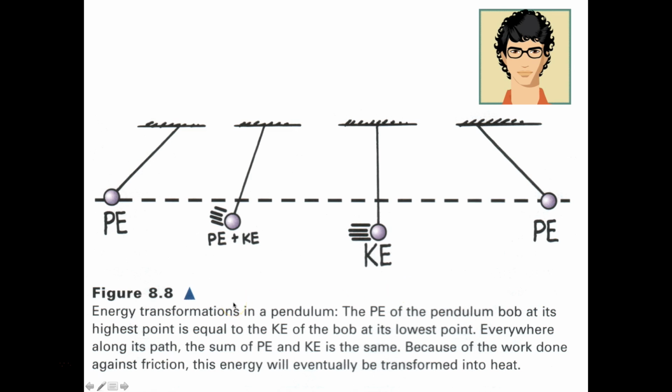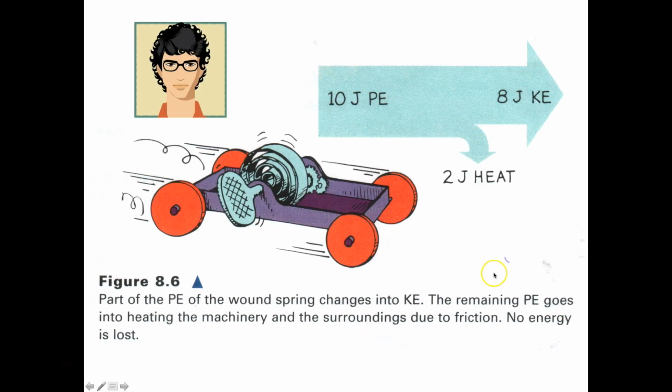Here's a pendulum. We're going to study pendulums later, but it also observes the energy transformation, conservation of energy. We've got gravitational potential energy starting over here. We let go of the bob. This is somewhere in between. We've got some gravitational potential energy because it's still falling, and now some kinetic energy. At the bottom we've got all kinetic energy, and then back up to the top, all potential energy.